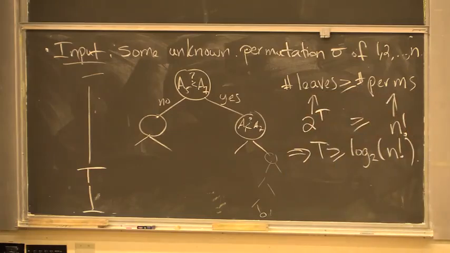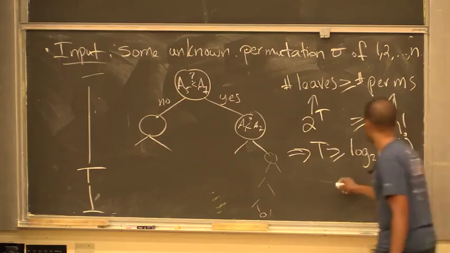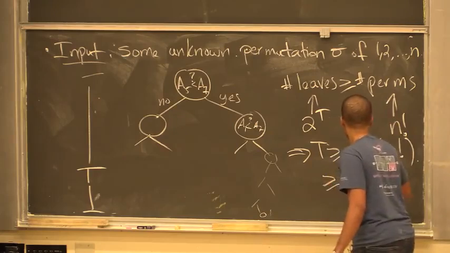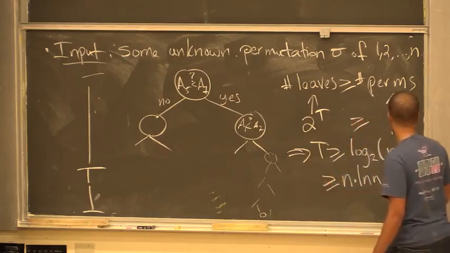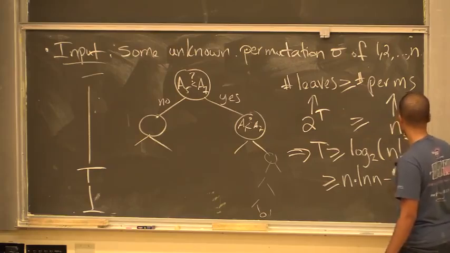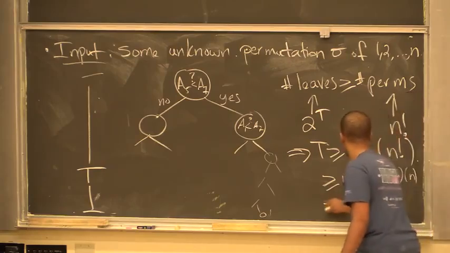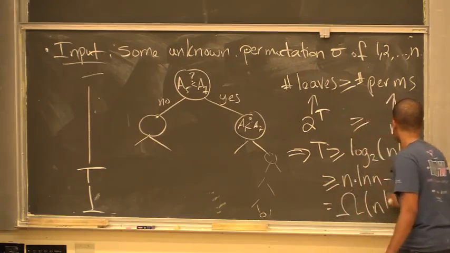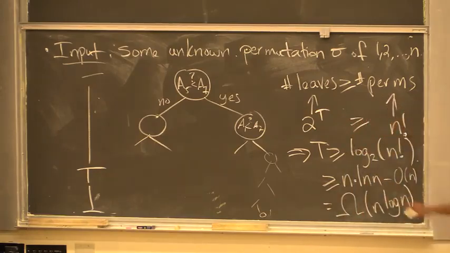And I think this was a problem on homework 1. This is at least n times the natural log of n, minus some smaller stuff, some O of n terms. So in other words, this is omega of n log n.